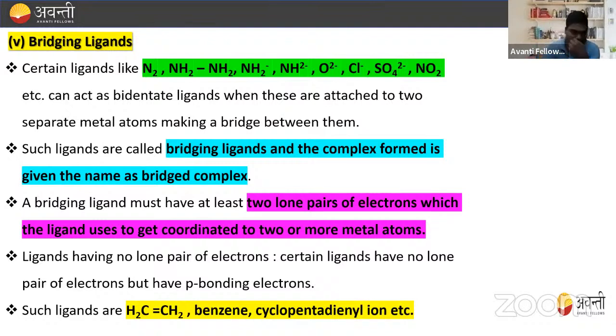Okay. Now, a bridging ligand must have at least two lone pairs of electrons, which the ligand uses to coordinate to the two or more metal atoms. Certain ligands have no lone pair of electrons, but they have pi bonding electrons, right? Such ligands are CH2=CH2, benzene, cyclopentadienyl, and so on. So these ligands have no lone pair of electrons.